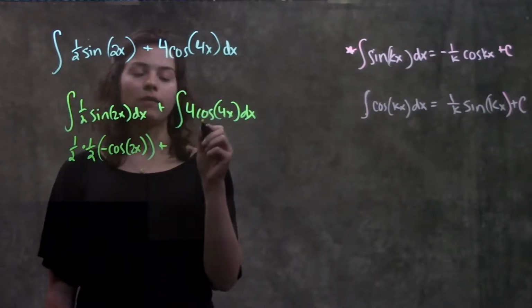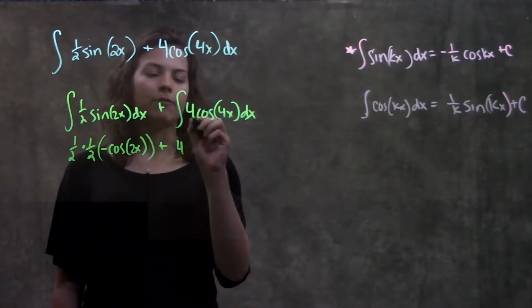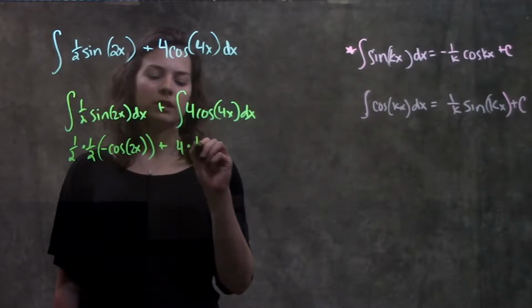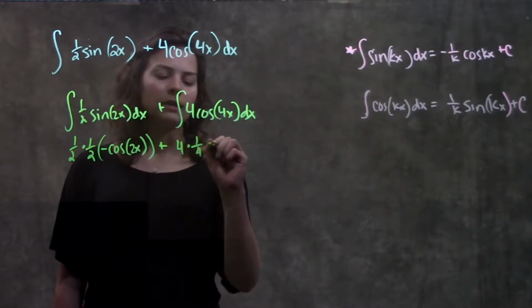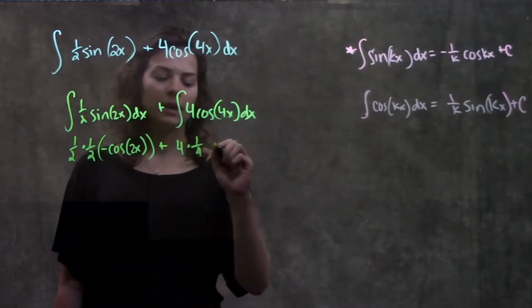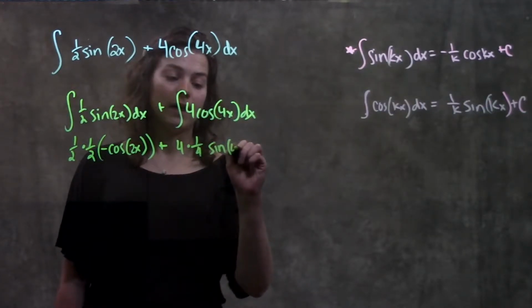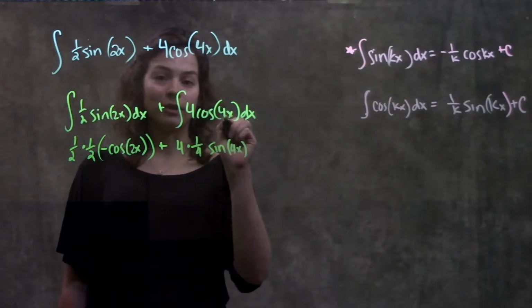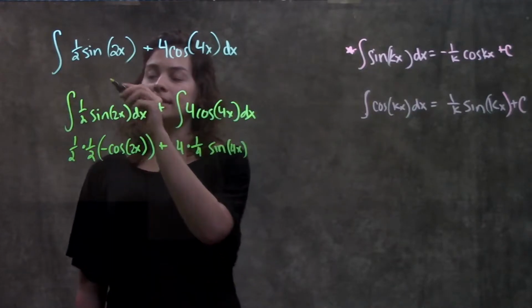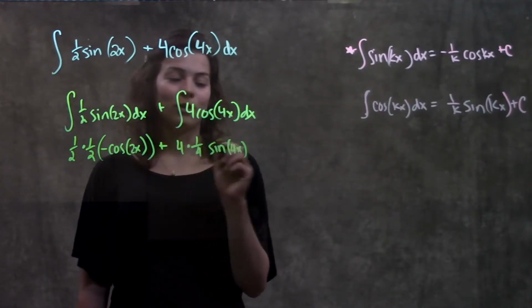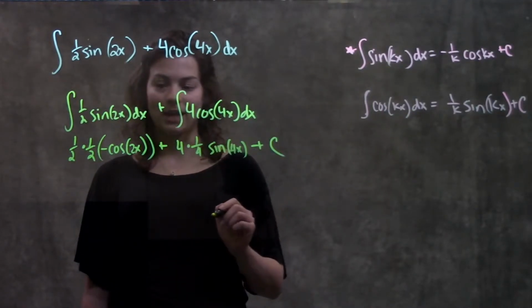Okay, plus the integral of this, I'll do the same thing. I have 4 times the reciprocal of this coefficient, which is 1 over 4, times the integral of cosine of something, which is just sine of that same something. Remember, the angle never changes. And because this is an indefinite integral, I'll just add c at the end.